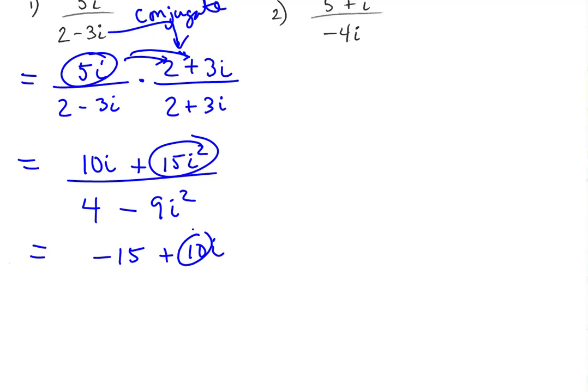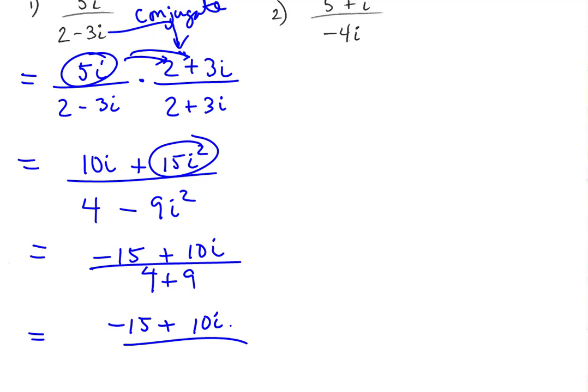So it's like a plus bi there. And then down below, we can combine these. This is really 4 minus 9 times negative 1, which is really 4 plus 9, which is really 13. So let's write this out: 4 plus 9. All right, so this is really negative 15 plus 10i over 13.